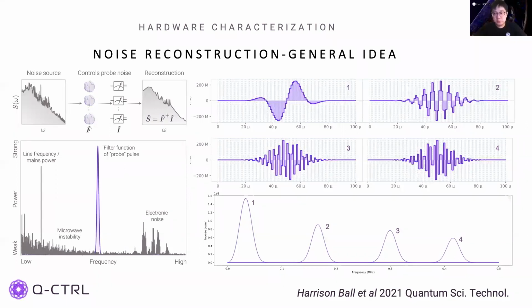On the top right, we show controls that are generated by modulating a Gaussian signal with a sine function of different frequencies. By changing the frequency, we have a sequence of field functions that scan the frequency range we are interested in. Once you have the measurement and field functions, it becomes an inverse problem to identify the underlying noise spectra. And in this presentation, we will show a novel approach to solving this inverse problem using convex optimization.